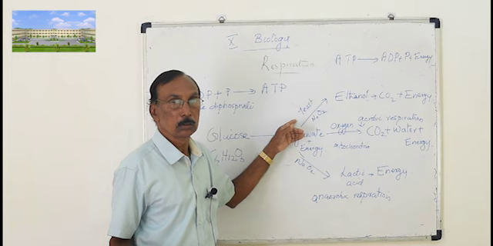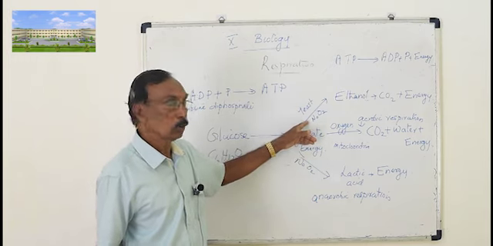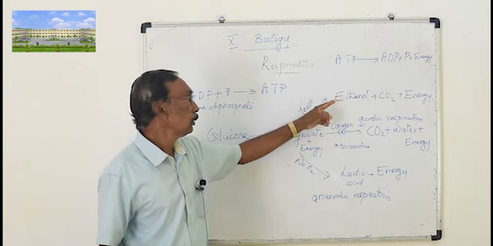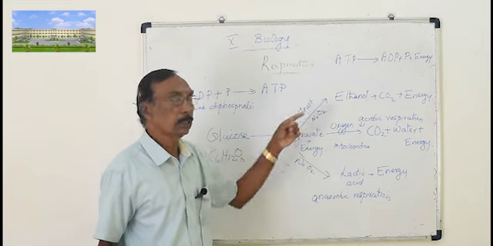But in yeast, the pyruvate is not completely broken down. Without oxygen, it will change into ethanol, ethyl alcohol, plus carbon dioxide. Along with the carbon dioxide, energy is released.